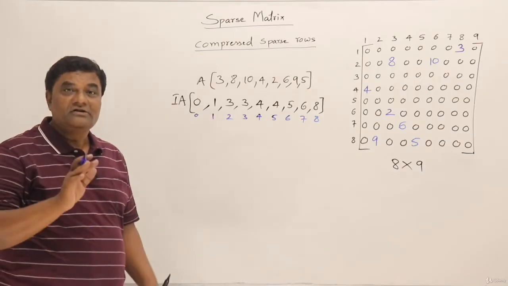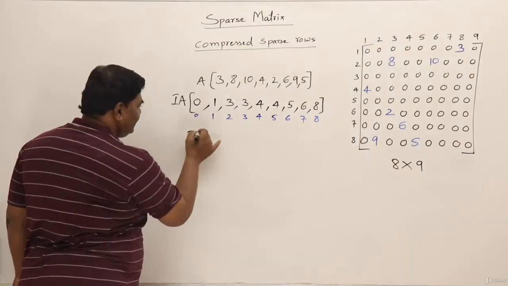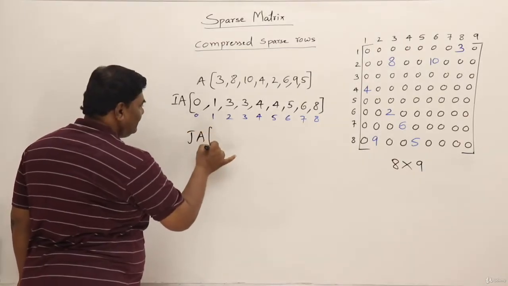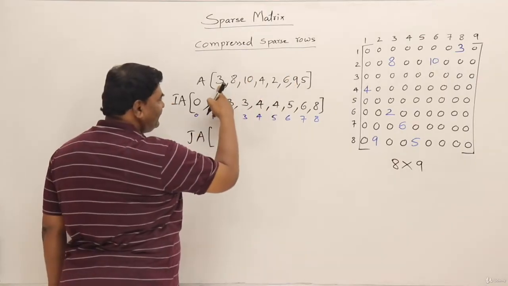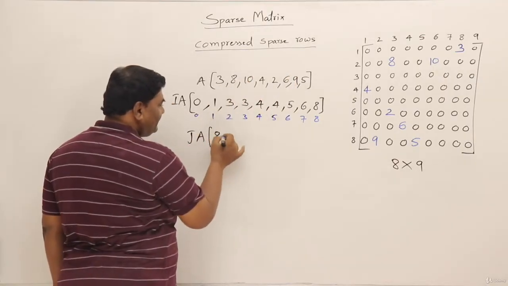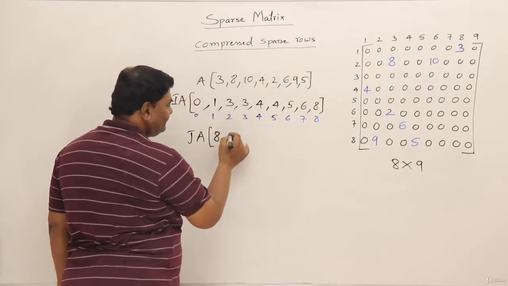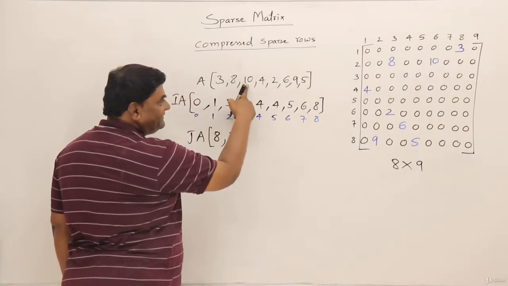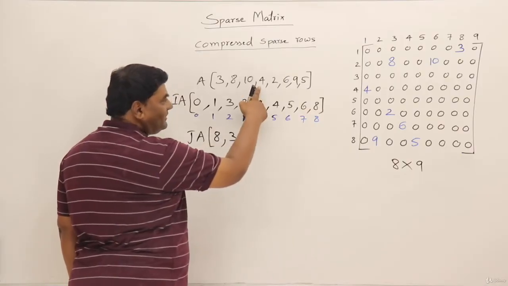Then the third one is the column array for j values. So this is JA. Now this element is present in the 8th column. This is corresponding to the element. This is in the 8th column. Then this is in the third column. This 10 is in the 6th column. For every element we will have a column number.